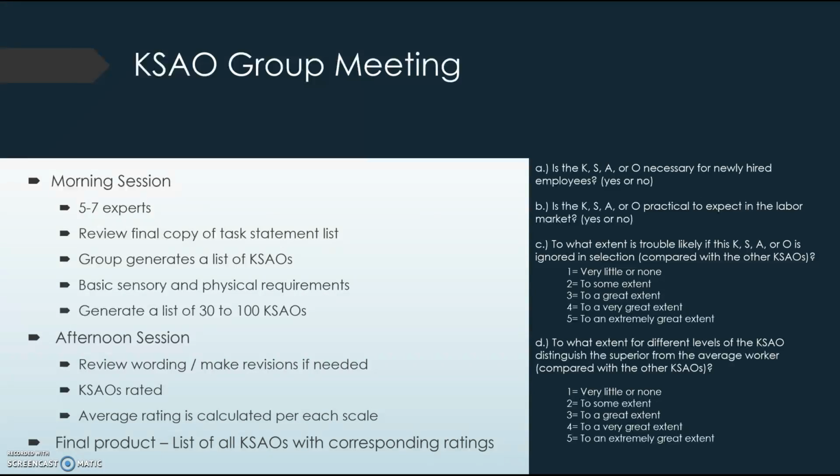on a scale of 1 to 5. And then to what extent do different levels of the KSAO distinguish the superior from the average worker compared with other KSAOs, also on the same 1 to 5 scale. The final product is a list of all the KSAOs with their corresponding ratings.